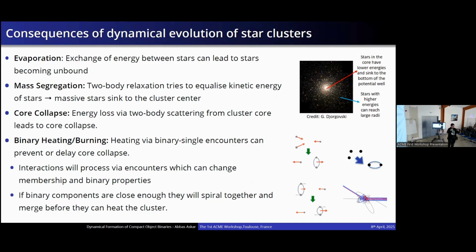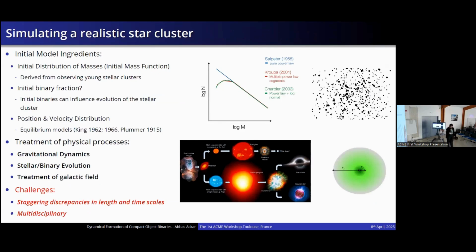You can have three stars come together and form a binary system. This binary system can then exchange its internal energy with surrounding stars and become harder. As a result of that exchange of energy, it can prevent the cluster from collapsing further. Binaries play a very important role in the evolution of these dense stellar systems, and interactions of binaries with other stars can also be extremely important. They can change the membership and properties, and if binary components come close together, they can spiral in and merge before they can heat the cluster. So essentially, this is what you have going on in star clusters.